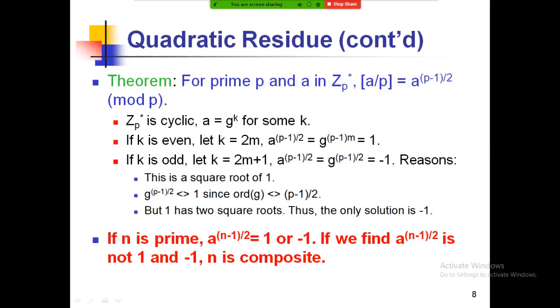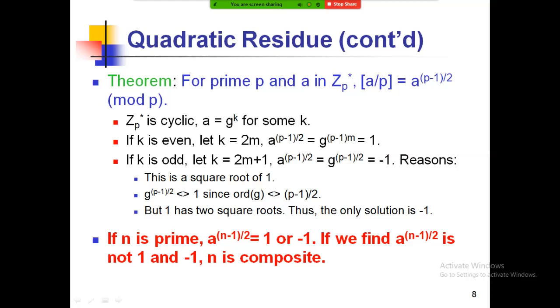For any prime p and a in Zp asterisk, a by p is equal to a power p minus 1 by 2 mod p. We know that Zp asterisk is cyclic, and a is equal to g power k for some k, g being the generator. If k is even, then let k be equal to 2m, a power p minus 1 by 2 is equal to g power 2m times p minus 1 by 2, that is equal to 1. Okay, it's even. And again, if k is odd, let k equal to 2m plus 1. So a power p minus 1 by 2 is equal to g power p minus 1 by 2, that is equal to minus 1. So what is the reason given here?